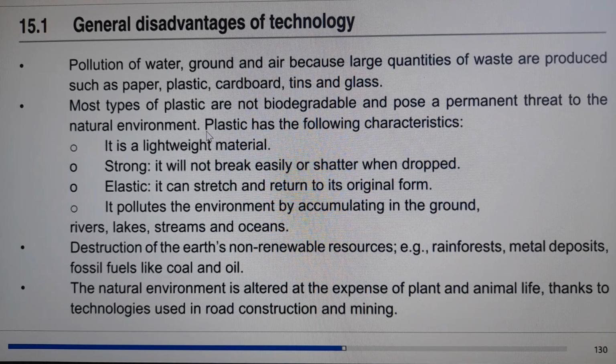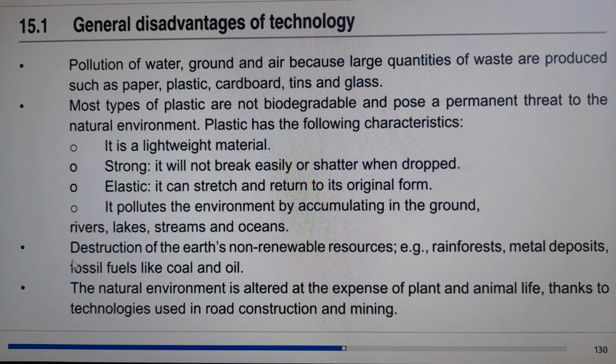So this is important. Again, the characteristics of plastic, we've got four of them. You need to know them. It is lightweight. It is strong. It will not break easily or shatter when dropped. It is elastic, so it can stretch and return to its original form, and it pollutes the environment by accumulating in the ground. So far, we have dealt with two disadvantages of technology.